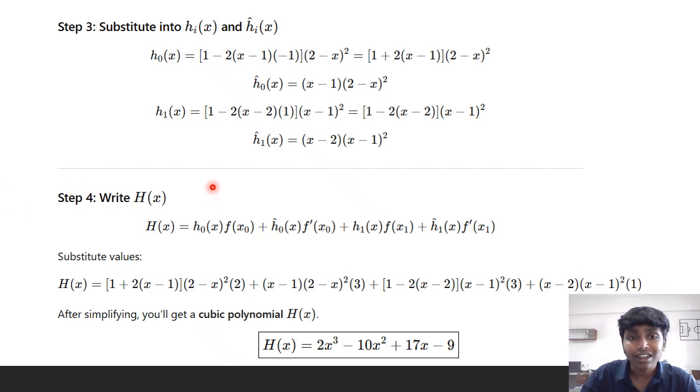And at the last step, we will do the summation, and after summation, by substituting all this, we get a polynomial h of x. By simplification, we can see h of x is 2x cube minus 10x square plus 17x minus 9.